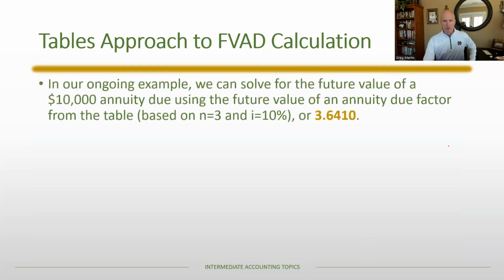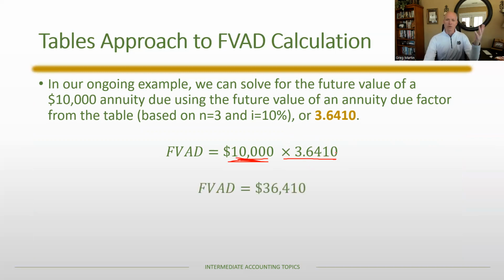Okay, again, kind of re-explaining everything. And so the way that we apply it, again, anytime you use a factor table, you take the basis, which in this case is an annuity, and you multiply it by the factor that you see in the table. So again, we get $36,410.